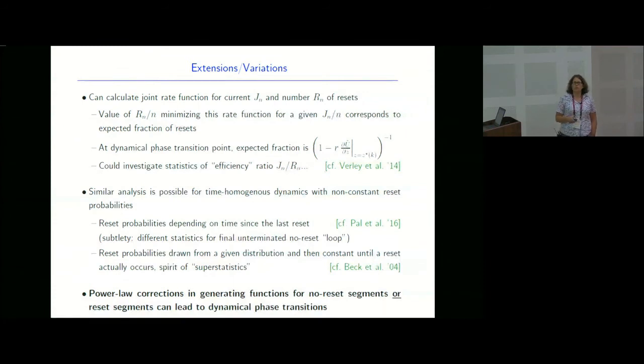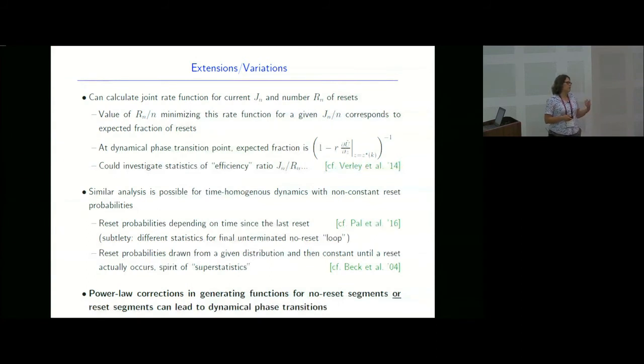And then you could go on and do more things. You could look, for example, at the large deviation properties of the ratio, the efficiency ratio of current per reset, which is related to questions in stochastic thermodynamics about efficiency. And then you can do a similar analysis for other setups.